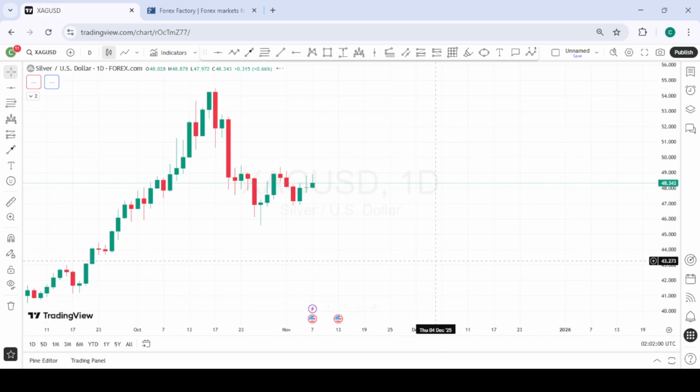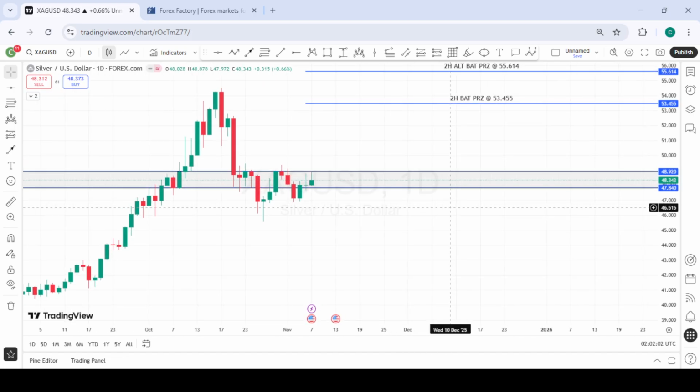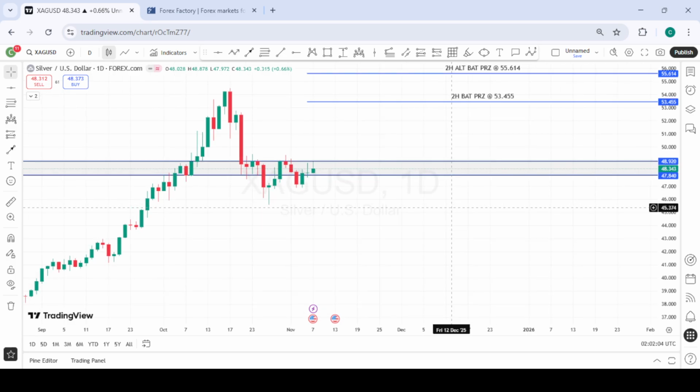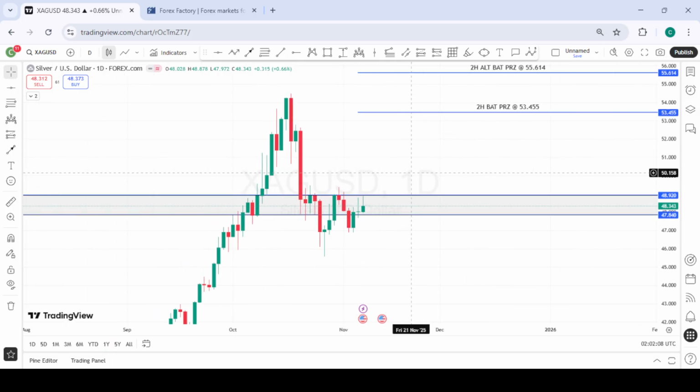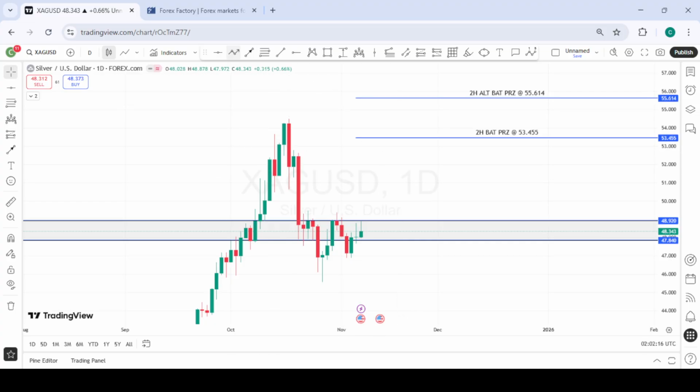We have here silver. So silver is currently bullish on a weekly perspective, bullish on a daily perspective, and I think also bullish on a 4-hour perspective. So going into next week, what we'll be looking out for is a daily candle break above this zone.